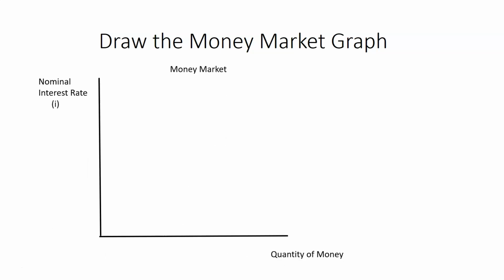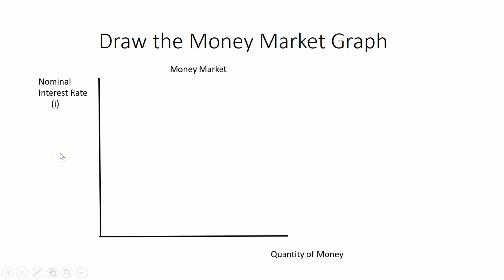The first thing that I want you to do is draw the money market graph. So you can pause this and draw the money market graph, and then we'll go through and make sure we've got all of that done correctly. For the money market graph, you have quantity of money on the horizontal axis, you've got your title, and it's really important here to have your nominal interest rate, which is a lowercase i.